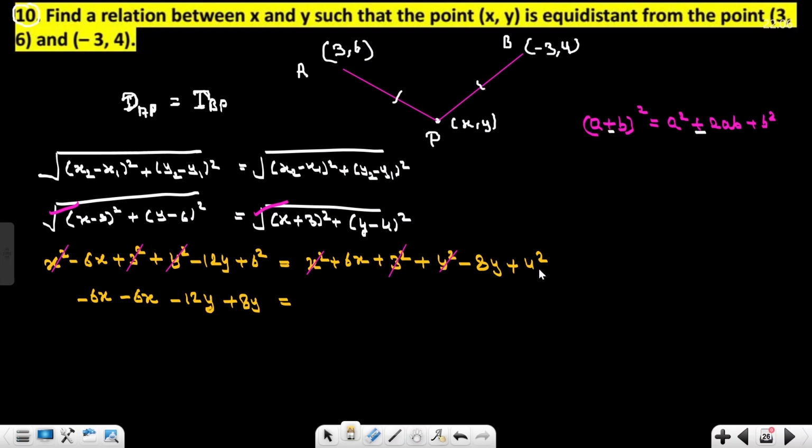Here the constant term is only 4 square. 4 square means 16, and here 6 square means 36 positive, so change the side, minus 36. Minus 12x plus 12x, and minus 8y term, so the like terms will be added or subtracted. So minus 12 plus 8, so subtract, the answer is minus 4y, is equal to 16 minus 36, what we get, minus 20.